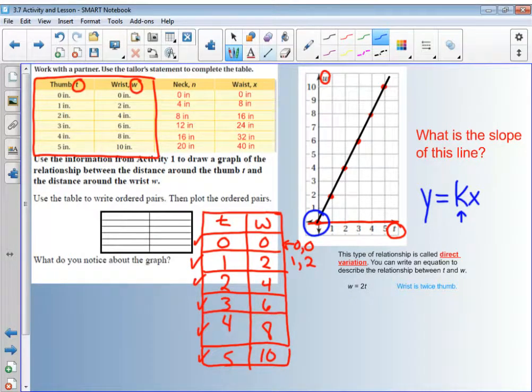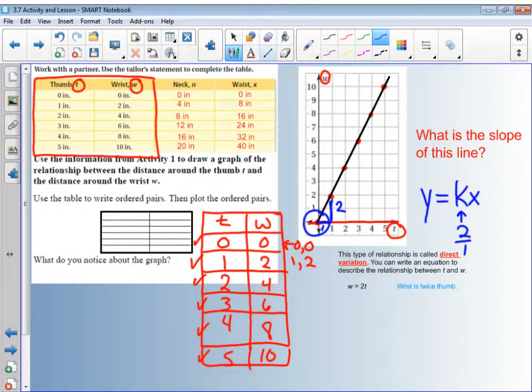So if we look at our graph and identify what the slope is, remember that's our rise and our run. For now, we can count boxes. Our rise was 2 and our run was 1. So that would be 2 over 1, or just 2. Okay, and that's a positive slope.